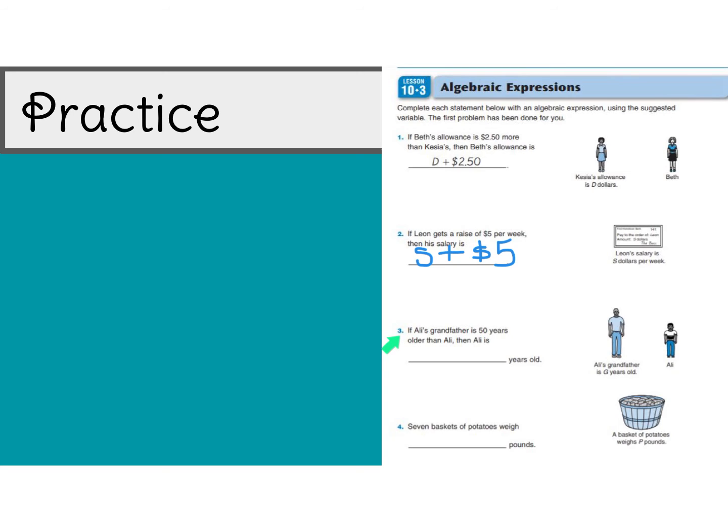If Allie's grandfather is 50 years older than Allie, then Allie is blank years old. So we've got 50 years older. That's a key phrase. Over here, if we look at our diagram, we have Allie's grandfather is G years old, and here's Allie. So how would we write that as an equation? It would be G for Allie's grandfather minus 50.